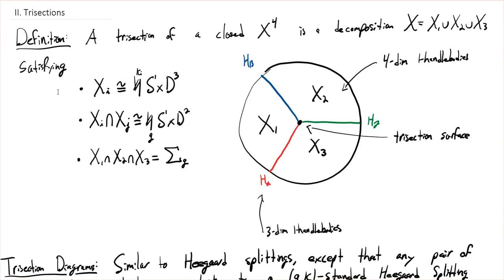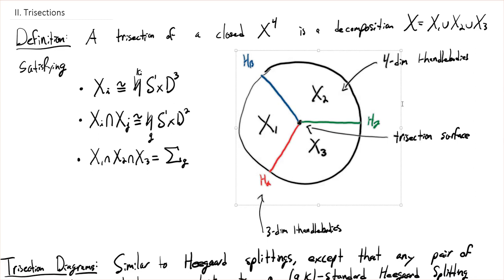A trisection of a closed four-manifold is a decomposition into four-dimensional one-handle bodies. Again, these can be thought of as thickened graphs, and these four-dimensional one-handle bodies in a trisection have pairwise intersections that are genus g one-handle bodies, and whose triple intersection is a genus g surface.